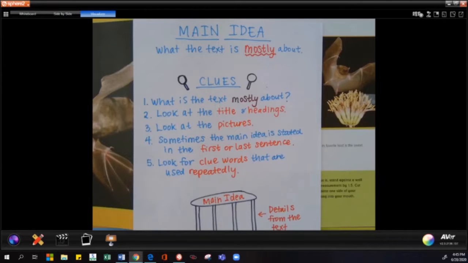Remember, when we're looking for the main idea, it is what the text is mostly about.